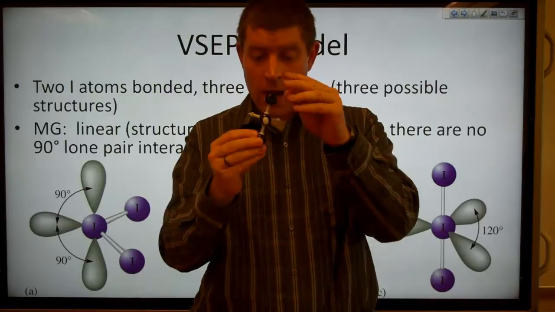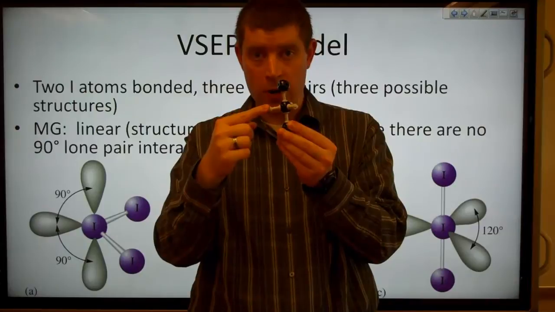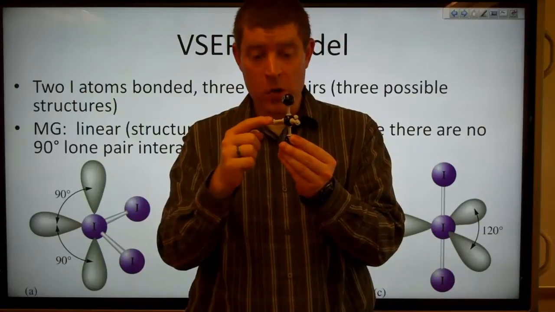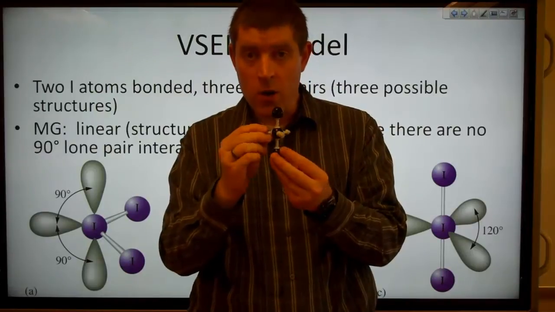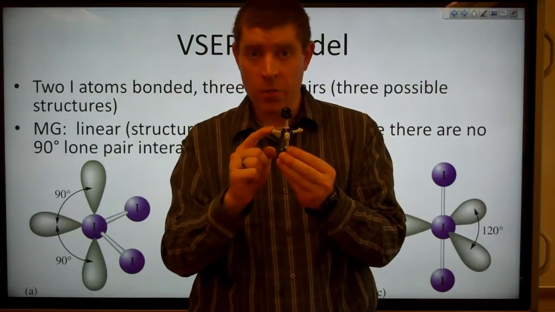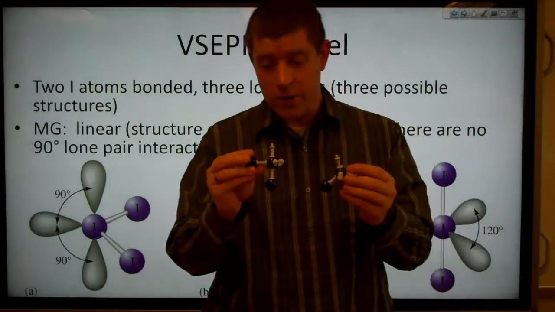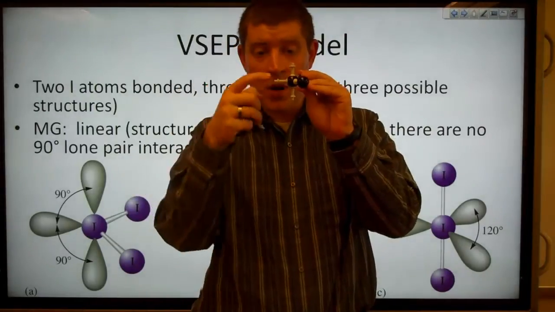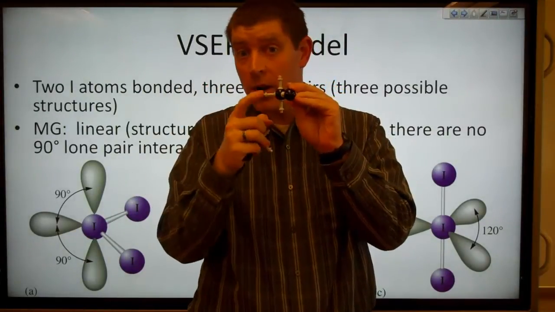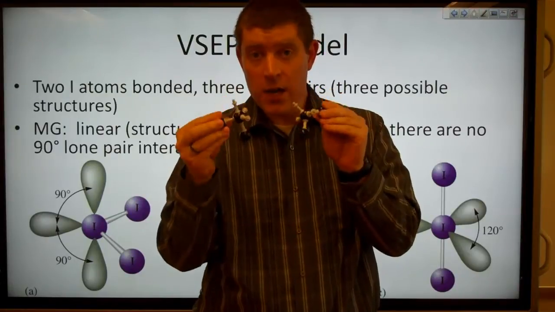And we have 90-degree angles between our bonding pairs and our lone pairs. So our bonding pairs are closer to our lone pairs, but the closest lone pair interactions are 120 degrees apart. But in both other structures, we've got some 90-degree angles between a lone pair and another lone pair. These other two structures are less energetically favorable.